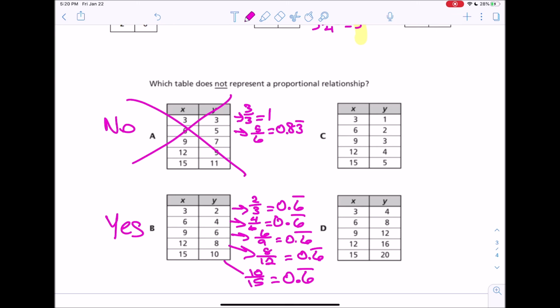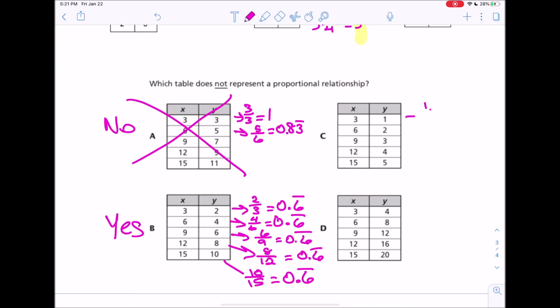All right, now it says which table. So A obviously is the table that doesn't work, but I want to show you that, let's say it was C or D. You have to go through and check all of them. We were just lucky in this case that the first table was the one that didn't work, but it's not always going to be the case. So you're going to have to go through and check each table to make sure which ones are proportional and which ones are not.